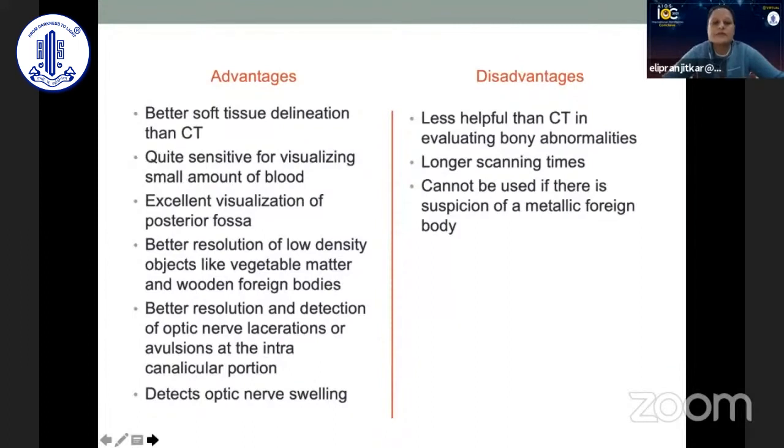So advantages: better soft tissue delineation, quite sensitive for visualizing small amounts of blood, excellent visualization of posterior fossa, better resolution of low density objects like vegetative matter and wooden foreign bodies. Also optic nerve laceration or avulsion at the intracanalicular portion has better resolution. It detects optic nerve swelling as well. However, it is less helpful than CT in evaluating bony abnormalities. Longer scanning times are needed and it cannot be used if there is suspicion of metallic foreign body.